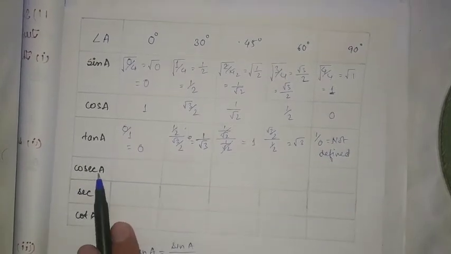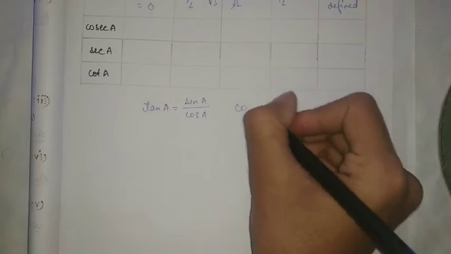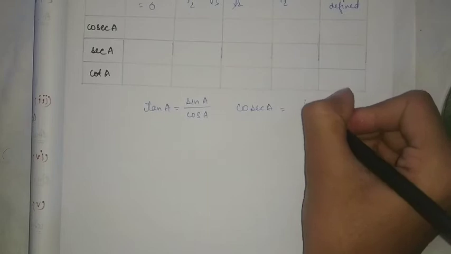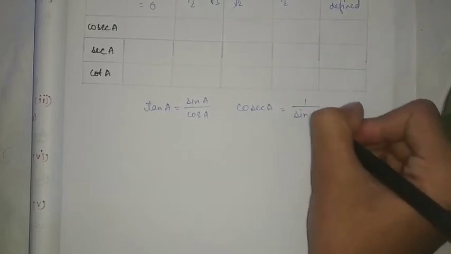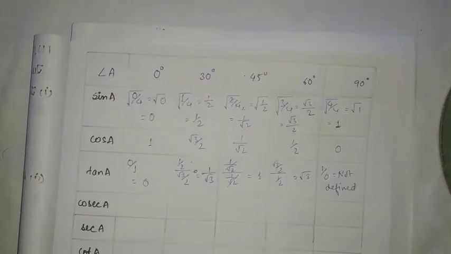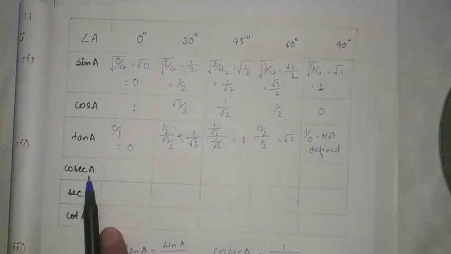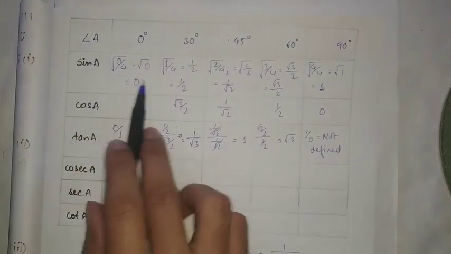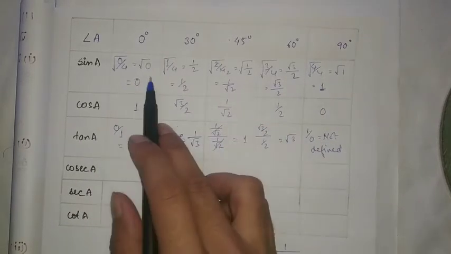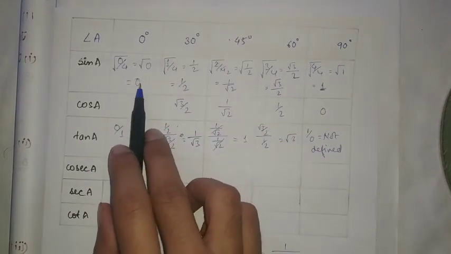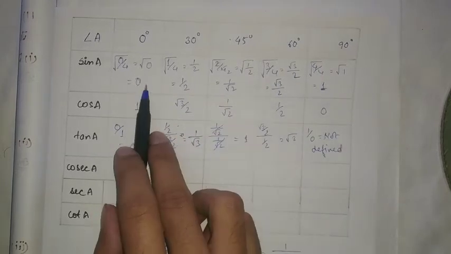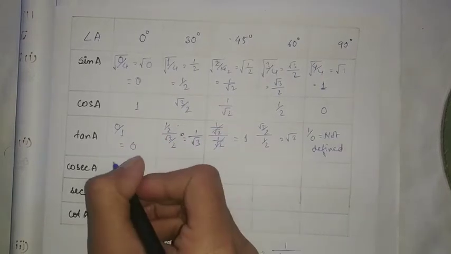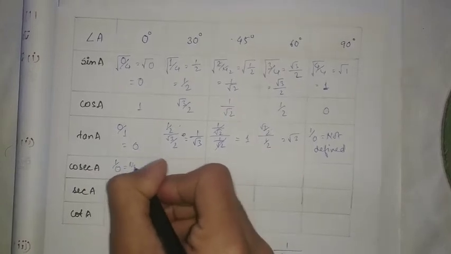Then for cosec of A, I guess you all remember this simple identity, the formula you can say: cosec of A is nothing but the reciprocal of sine of A. So we can write the values of cosec of A from the values of sine of A just by reciprocating them. Like for 0 it becomes 1 by 0, which is again not defined.